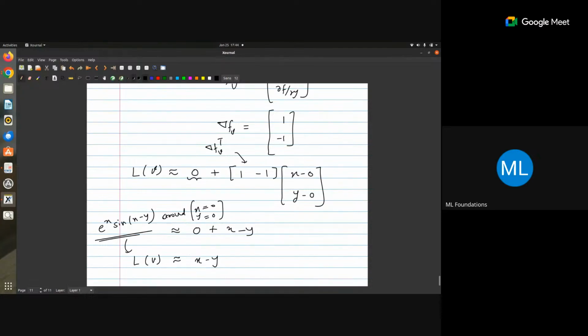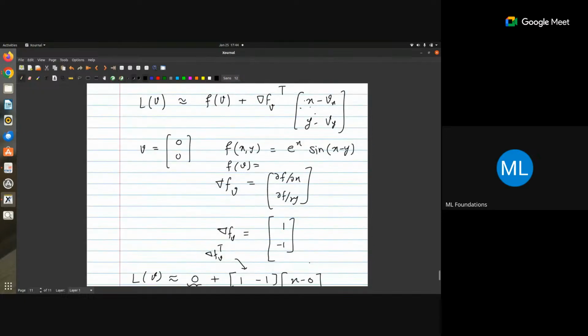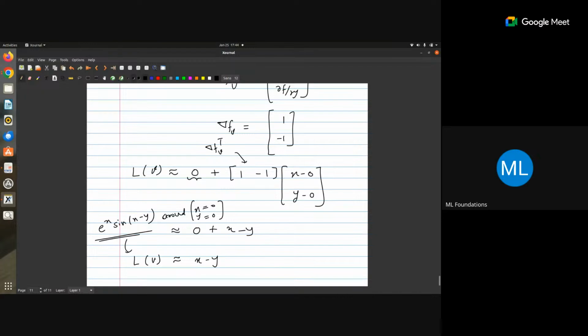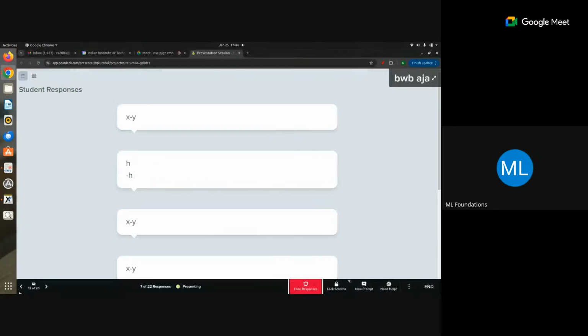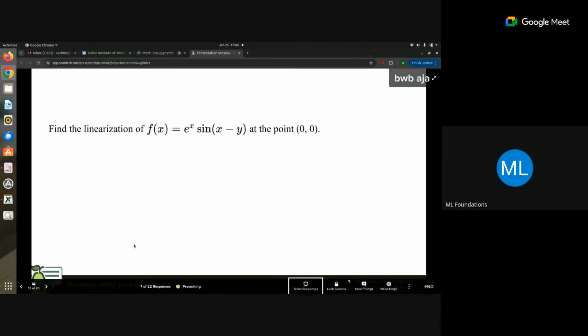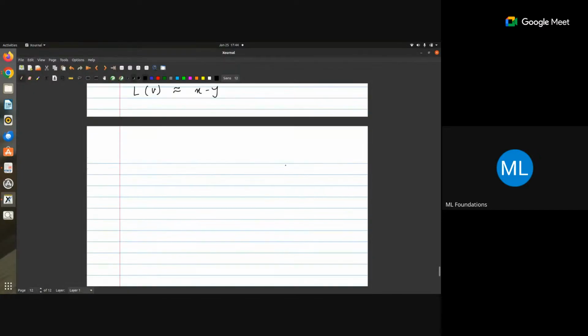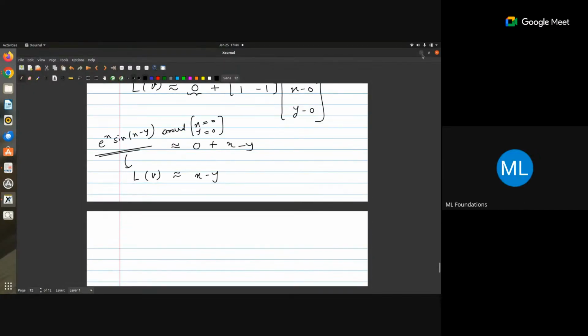Is that okay? This can actually be viewed differently also, but if you go with a different notation, I think it will get confusing. I think this is fine. So what should be the final answer? x minus y.